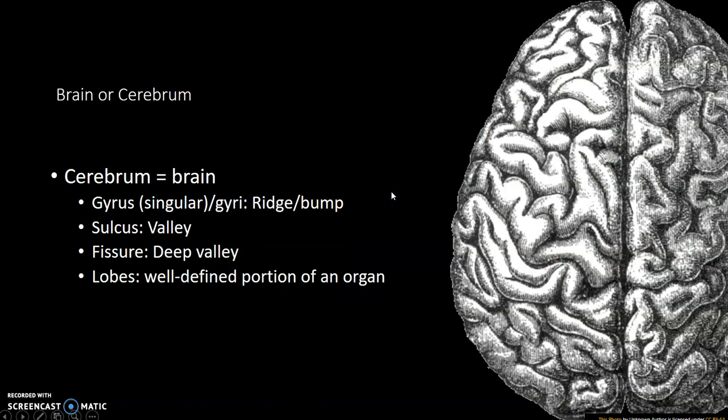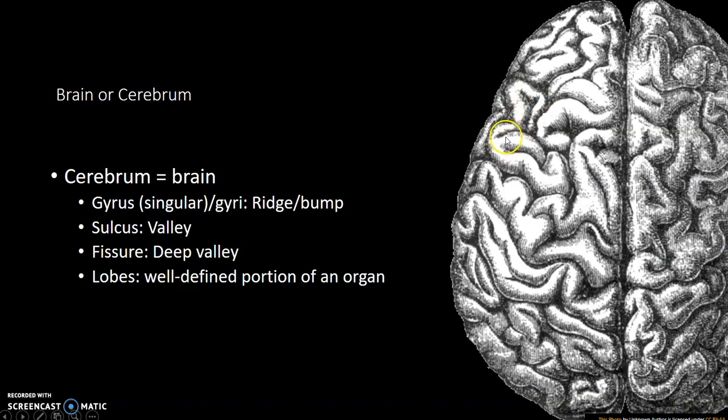So the brain is the cerebrum. They're words that are interchangeable, and it's made up of millions of neurons that transmit information to each other. To get all of those neurons into a small space within our head, it has to squish together, and it creates areas known as gyri or sulci. So we have the gyri, which are those big bumps or ridges in the brain.